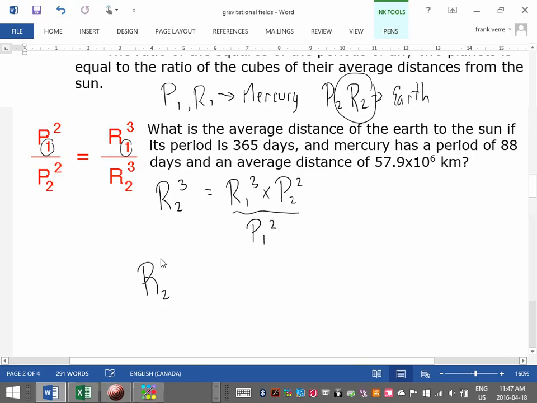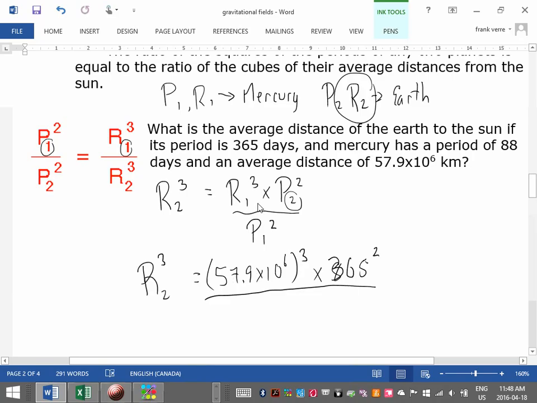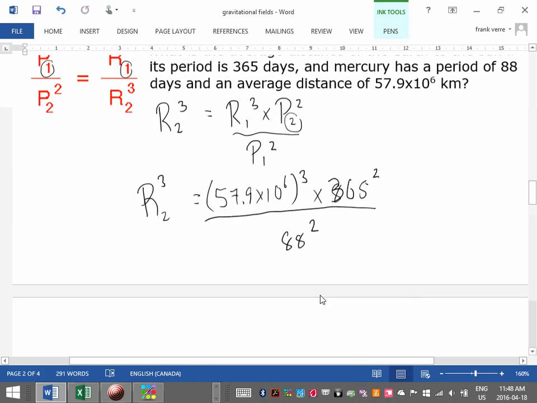So let's figure out that distance of the Earth. Mercury is 57.9 times 10 to the 6 kilometers away. So it says R1 cubed times the period squared. Now, the period of the Earth squared. I was just about to write the period of Mercury squared. Okay? Over the period of Mercury squared.